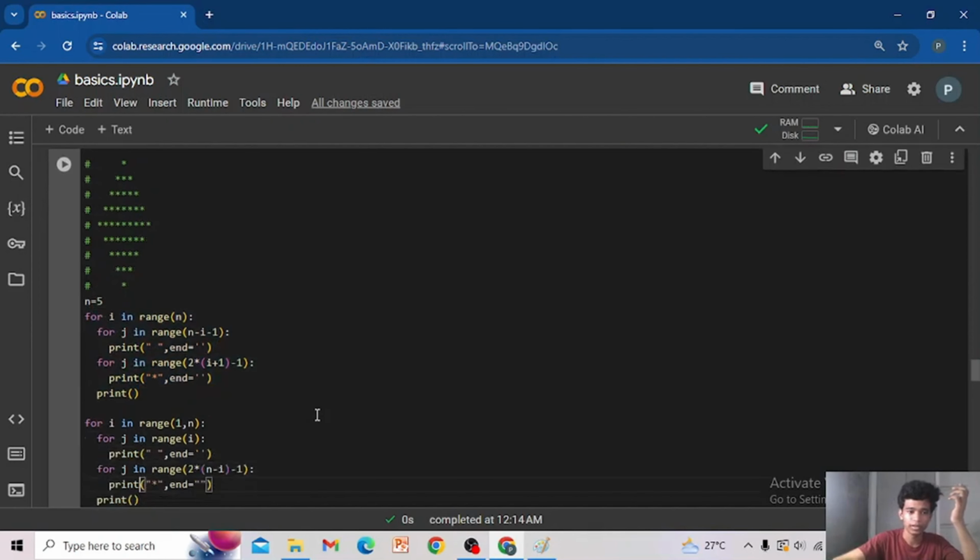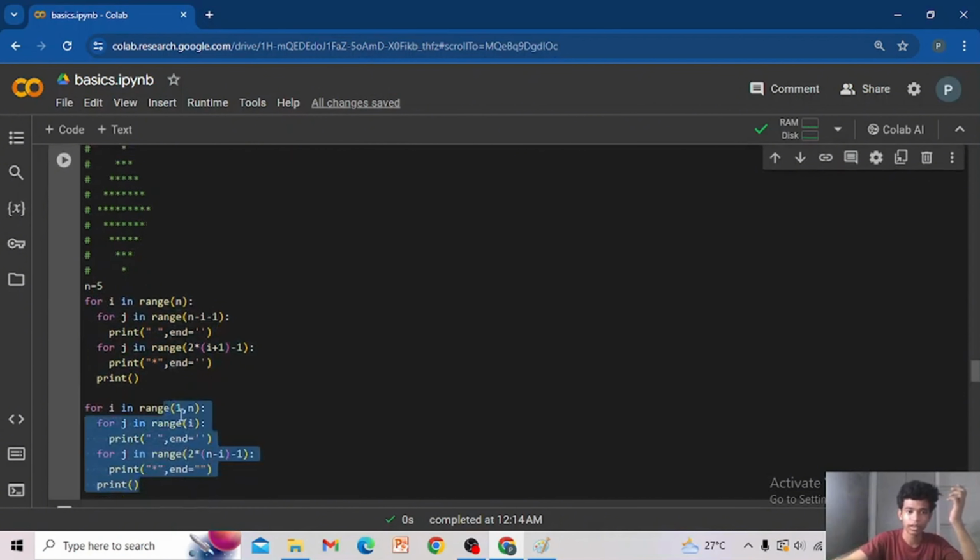But the only change I have made to the inverted pyramid code is I want to loop from 1. Why? Because see here, I am starting from a space and 7 stars. I didn't start from no space and 9 stars. That's the reason why I'm starting from 1 to n. When my I is 1, I will print 1 space and then I will go and print the remaining stars, 7 stars. So that's why we want to iterate from 1. So this will lead to my diamond pattern.